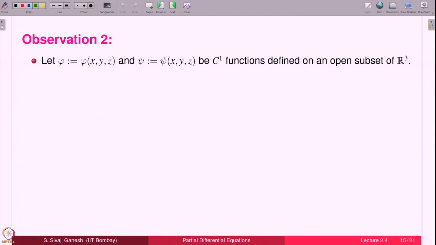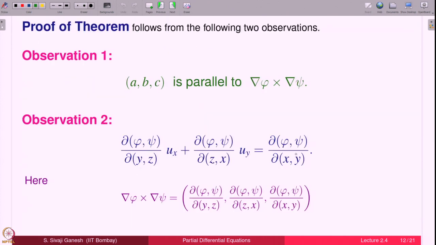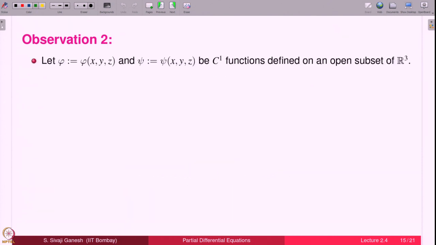Observation 2, what is observation 2? Observation 2 is that such an equation is satisfied. Let phi and psi be C1 functions. This is how we write phi: phi is defined by phi of x, y, z, just to denote the variables for the function phi. Later on, we are going to substitute u of x, y in place of z. But this is a function of 3 variables, so it is defined on an open subset of R3. It is very useful when we apply the chain rule so that we do not have confusion.